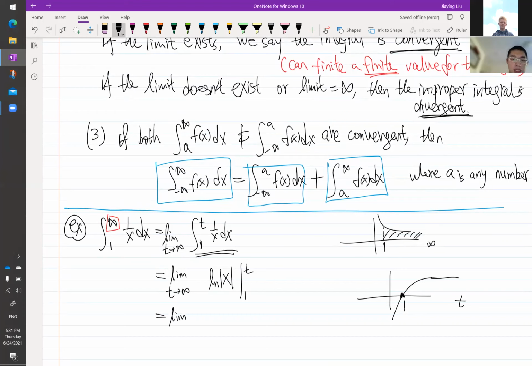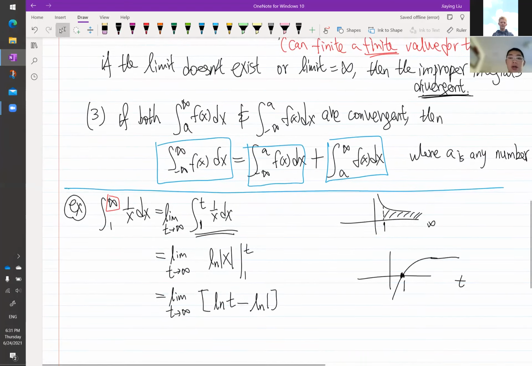So that becomes limit, t goes to infinity, natural log of t, because the absolute value of t and the positive t is the same. We can just drop the absolute value. Minus natural log of 1. Natural log of 1 is 0. And the natural log of t, well, let's just leave it for now. So that's equal to limit, t goes to infinity, natural log of t.